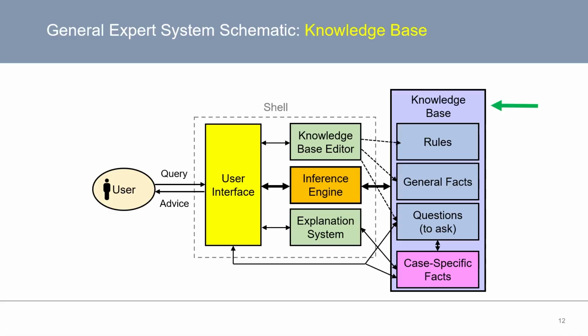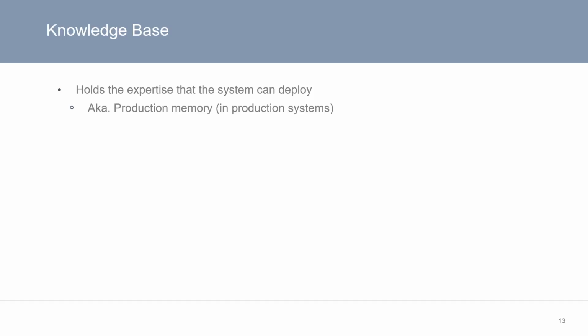Going back to our schematic, we can see the knowledge base of our rule-based expert system given as the purple box and indicated by the green arrow. The knowledge base itself holds the expertise that the system can deploy. The knowledge base can be referred to as production memory when it comes to production systems.